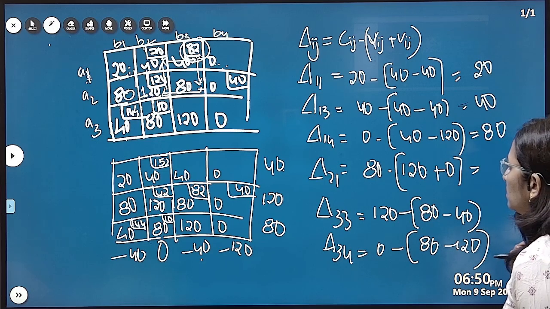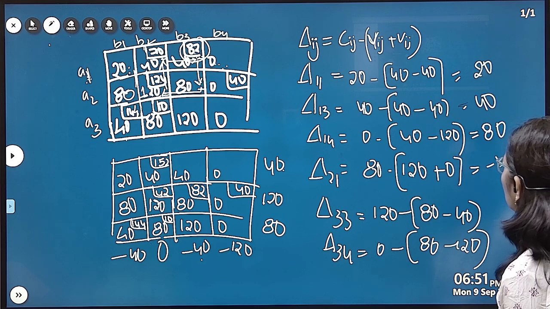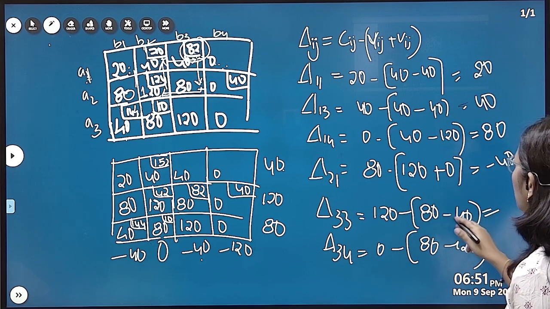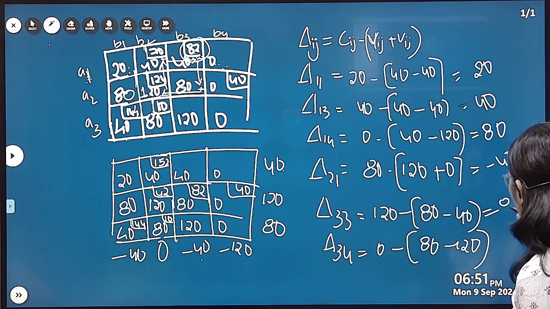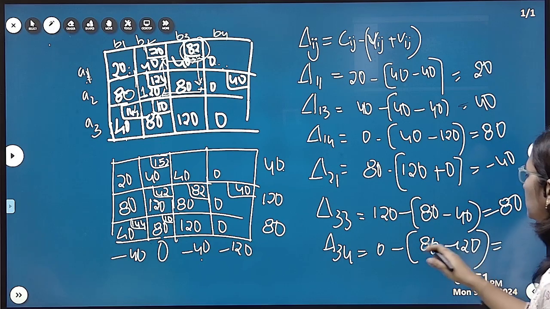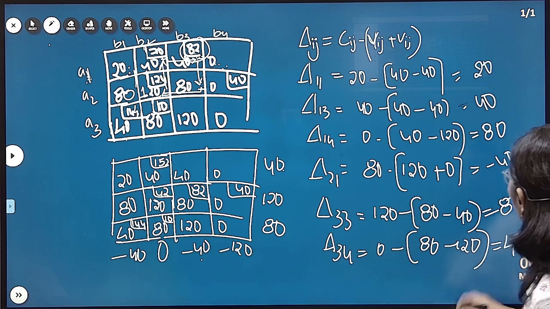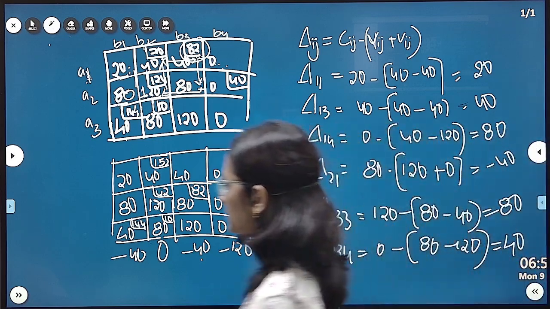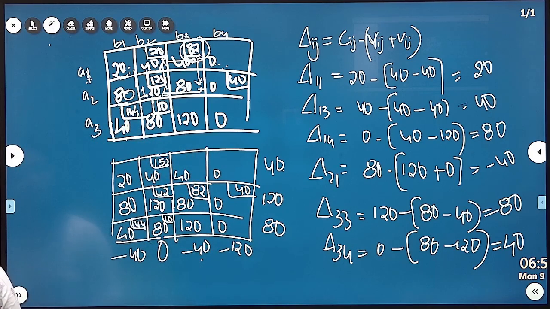Yes, 40, which 40 is it? Minus 40, right. So next 80 minus 40 it is 40 and 120 minus 40 it is 80. So 80 minus 40 minus 40, minus and minus plus. So still any negative thing? Yes. So next we need to do the degeneracy again.